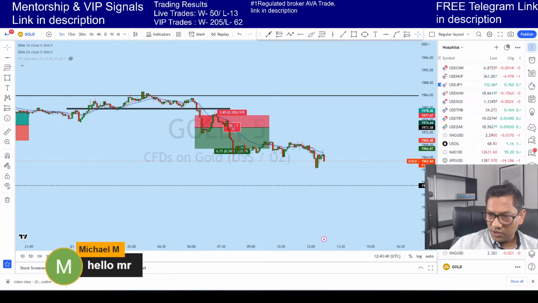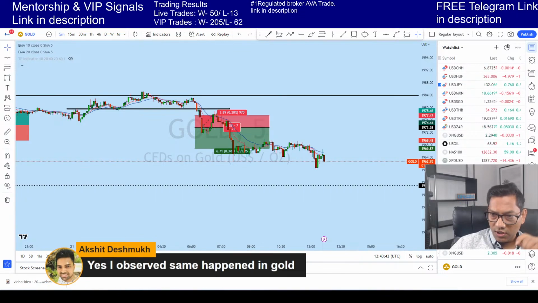Yes, I observed same happen in gold. Great job, Kshit. This is what observation is the key. Okay, observation is the key. See, how do I pick those kind of trade? It's like fishing on a deep ocean. Is the key observation. Remain quiet and observant, be patient, and you can become a profitable trader, no doubt about it.